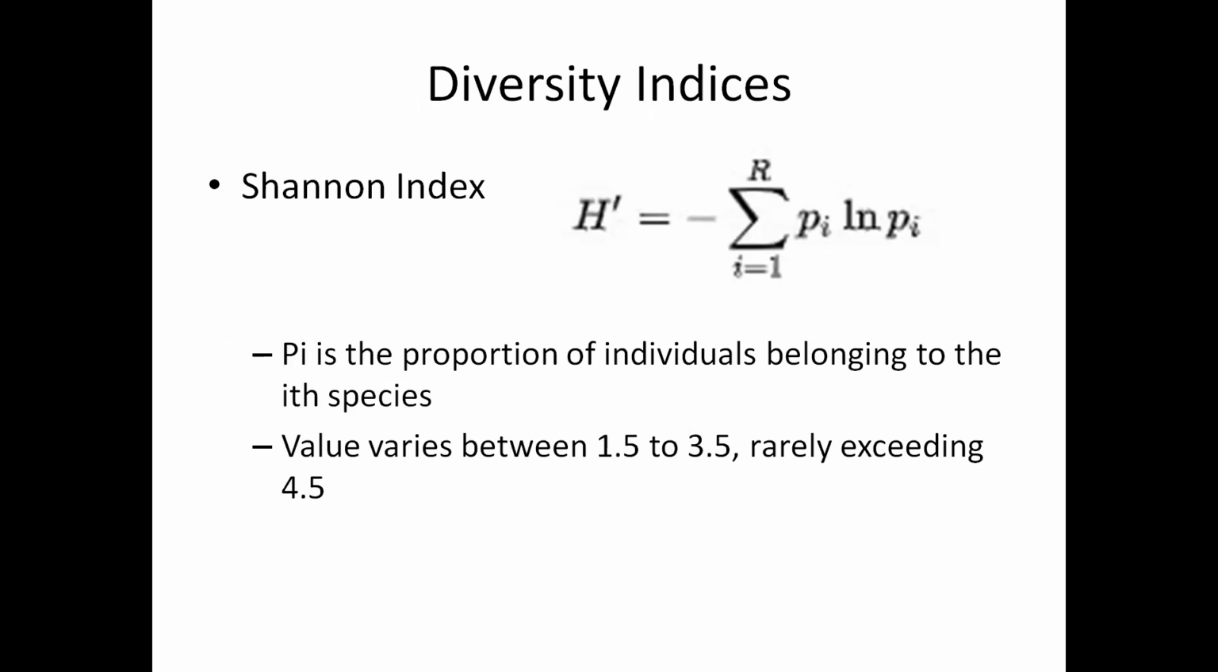So basically what the index is doing is taking into consideration the proportions of each species. So it is taking into consideration the evenness or the abundances of the species, not just the number of species that are present. Now the value for the Shannon index varies between 1.5 to 3.5, generally rarely exceeding 4.5. In healthy ecosystems, you will find it closer to 3.5, or sometimes in very, very healthy, undisturbed, untouched ecosystems, it can go beyond 3.5, to 4.5 or even more.